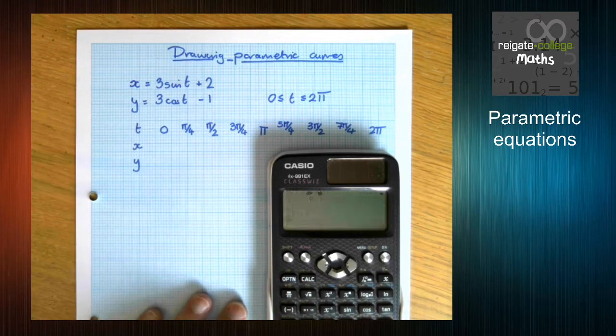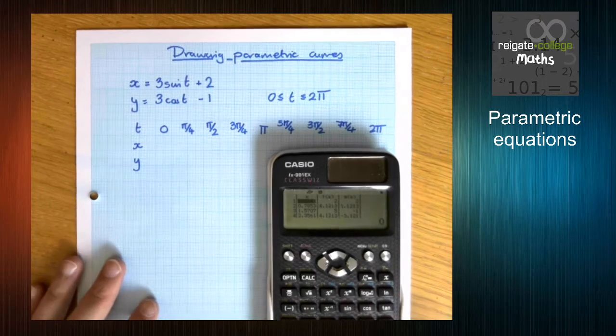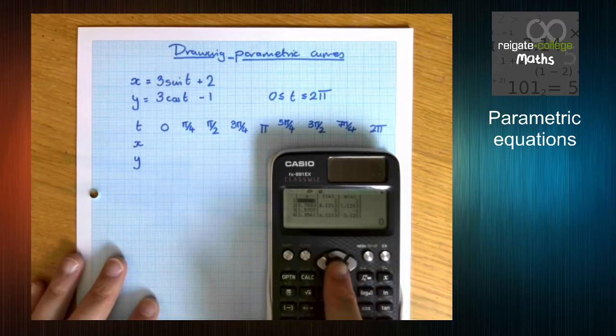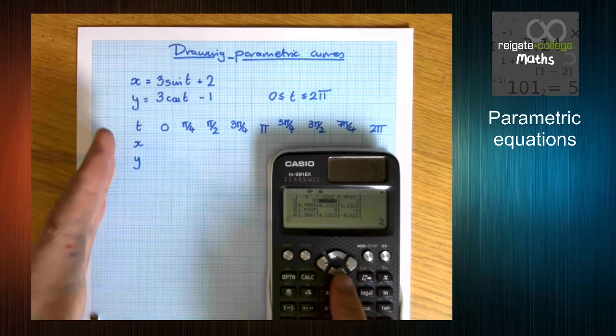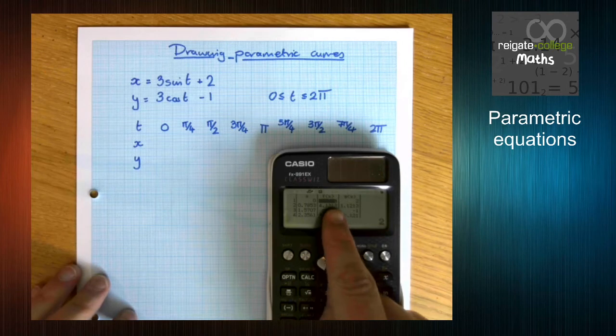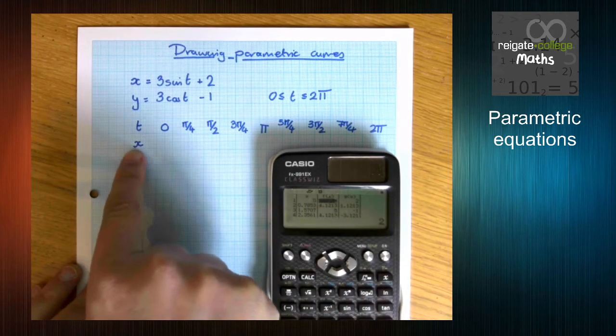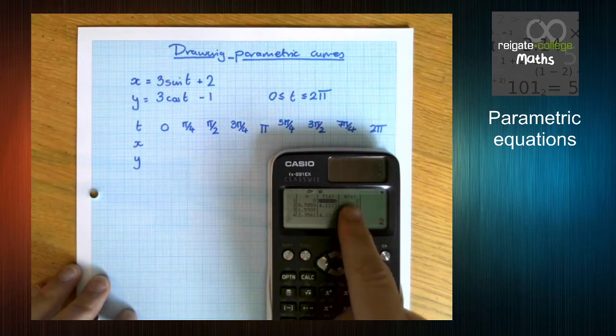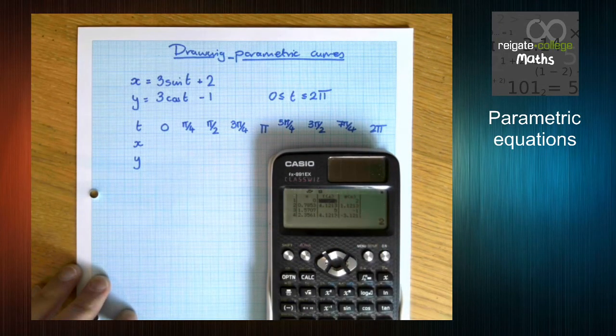Once you've typed that all in, you press equals, and our calculator gives us all our values. So we don't have to actually physically work each one out. So this f of x column is what I'm going to put in my x row, and this g of x column is what I'm going to put in my y row.